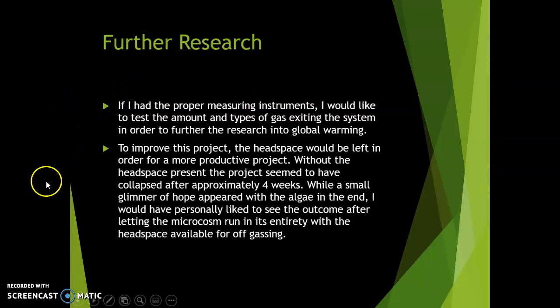To improve this project, obviously the headspace would be left in order for a more productive project. Without the headspace present, the project seemed to have collapsed after approximately 4 weeks. While a small glimmer of hope appeared with the algae in the end, I would have personally liked to have seen the outcome after letting the microcosm run in its entirety with the headspace available for off-gassing.